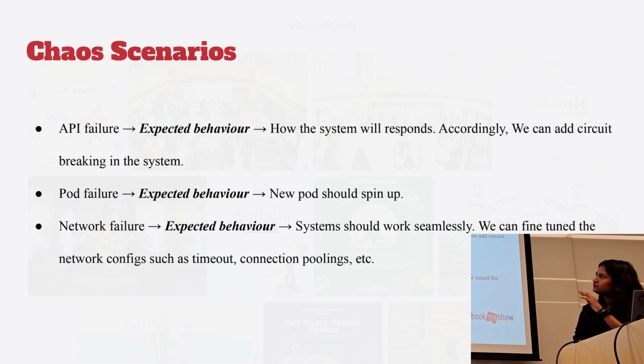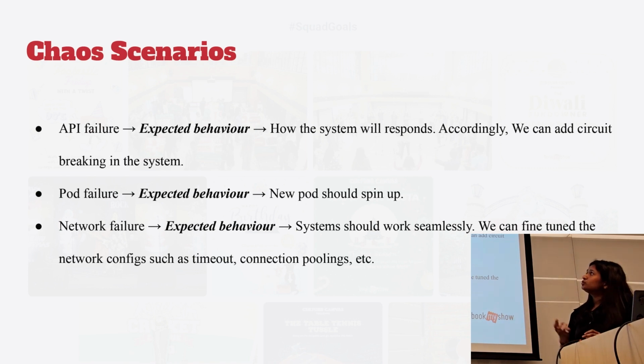So I have just listed a couple of scenarios over here. There are 100 other scenarios that chaos engineering provides that you can implement in your system in order to make it better. First is API failure. In case your API fails, your expectation would be that nothing should break in my system. Even if it is breaking, I should get a cached response or something. My system should not break at any point of time, right? So maybe we can implement circuit breaking in a system.